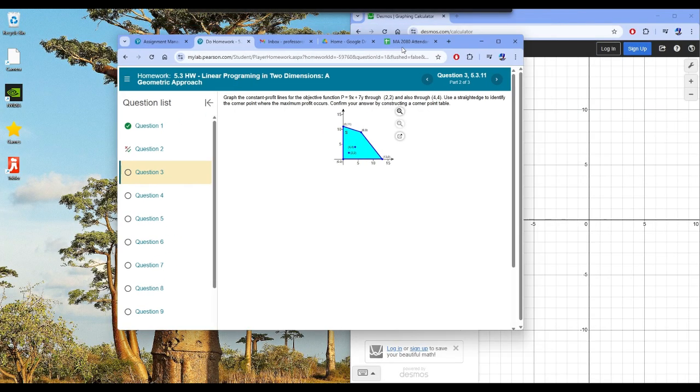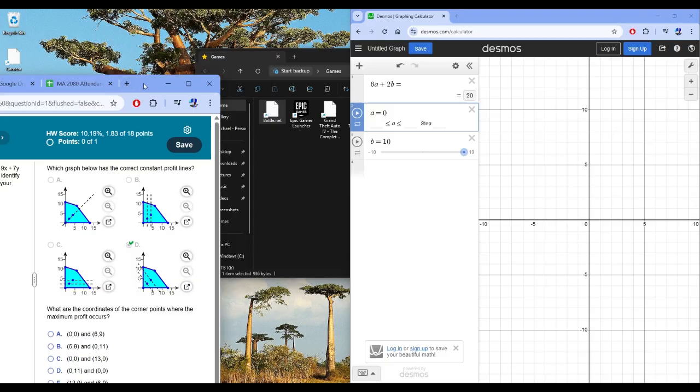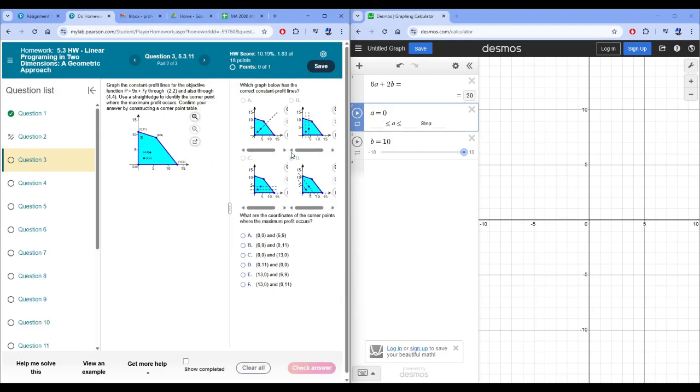Let's get Desmos over here. If I go over here, right? That's going to be Desmos. So now my corner points. My equation here is going to be 9a and 7b. And then I'm going to check it. I'm going to do 0, 11, which gives me 77. And then we have 6, 9, which is 117. That's going to be the answer.